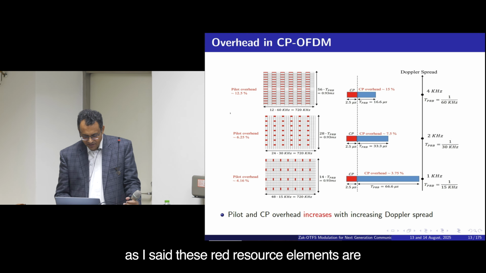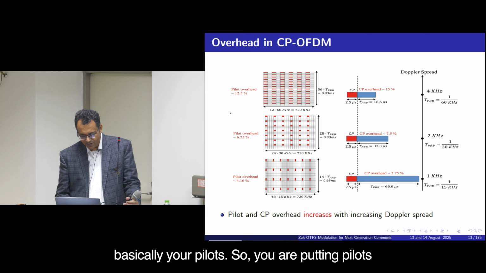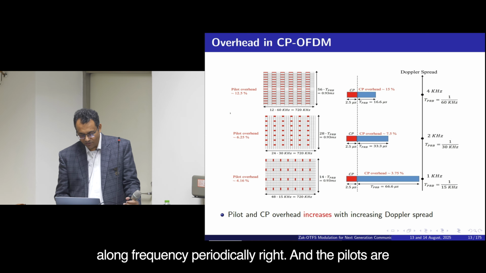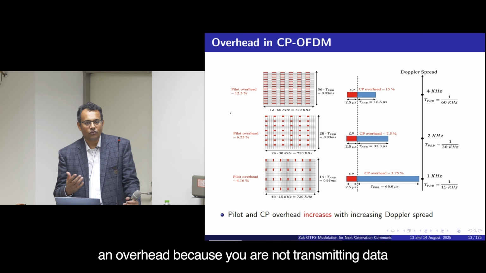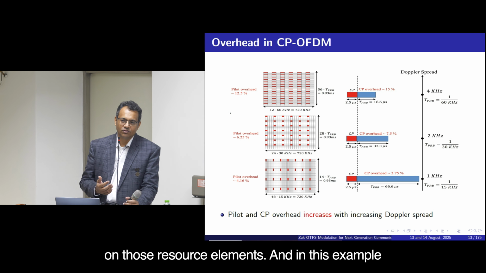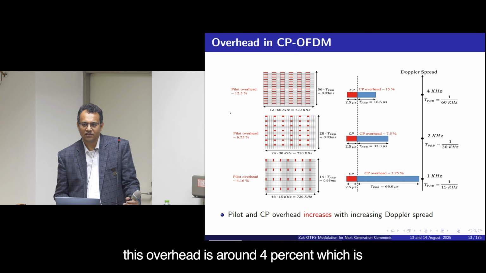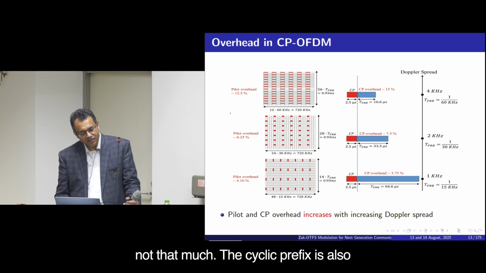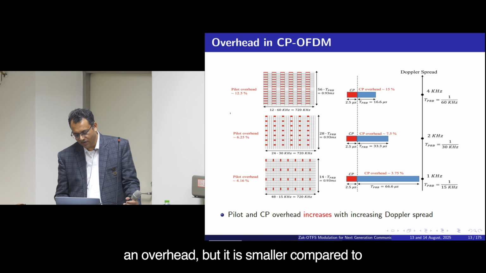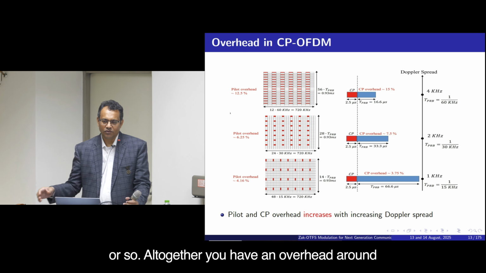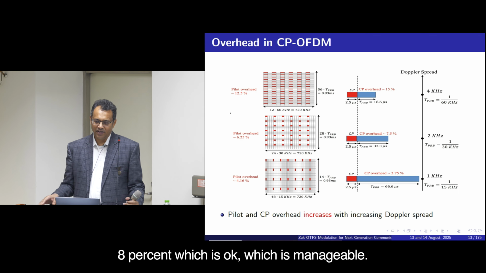And then, as I said, these red resource elements are basically your pilots. So, you are putting pilots along time periodically, if you see, and also along frequency, okay, periodically, right. And the pilots are an overhead because you are not transmitting data on those resource elements. And in this example, this overhead is around 4%, which is not that much. The cyclic prefix is also an overhead, but it is smaller compared to the symbol duration, it is around 3% or so. Altogether, you have an overhead around 8%, which is okay, which is manageable.